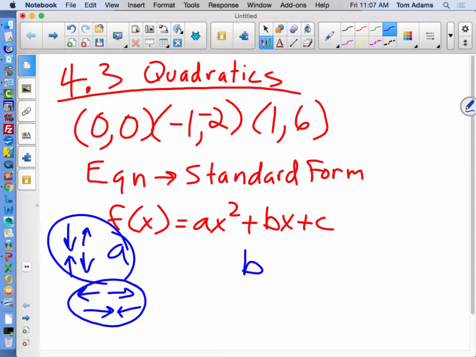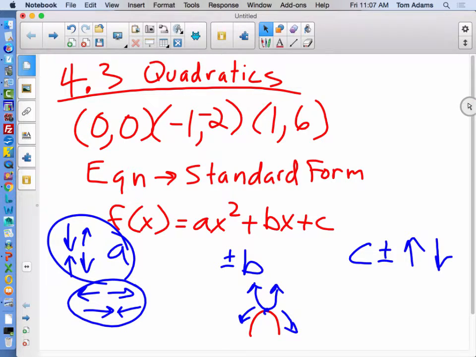B, if you have an upside down parabola, will move the vertex along this upside down parabola either to the left or right. So if this is my parent function in blue, if the B value is plus or minus, it'll move it in the opposite direction along that upside down parabola, right? And then C, which can be plus or minus, will move this up or down. So that's a vertical shift, up or down.